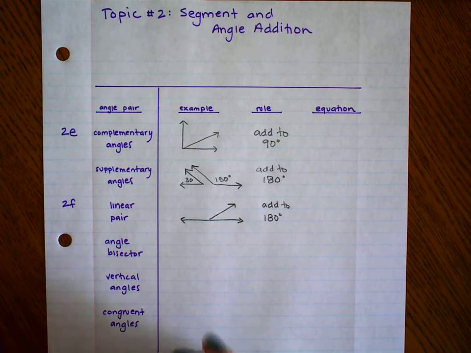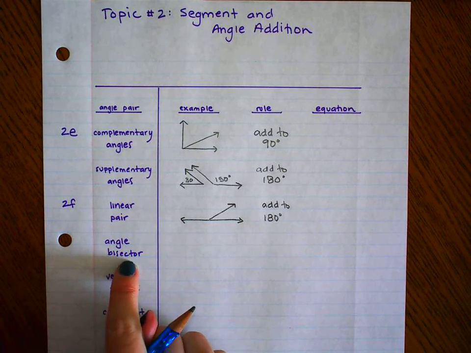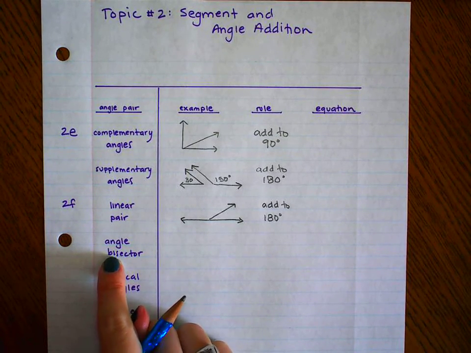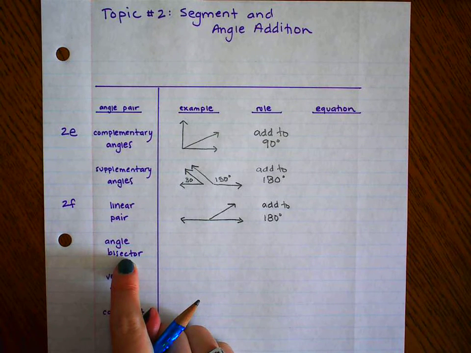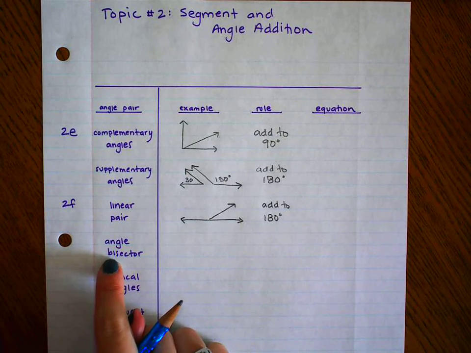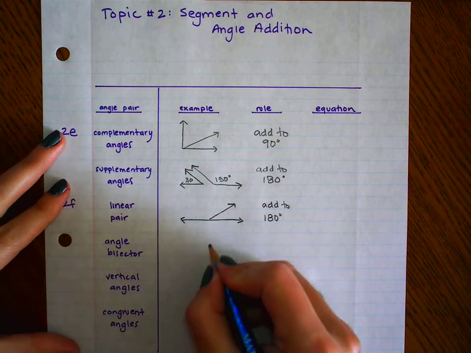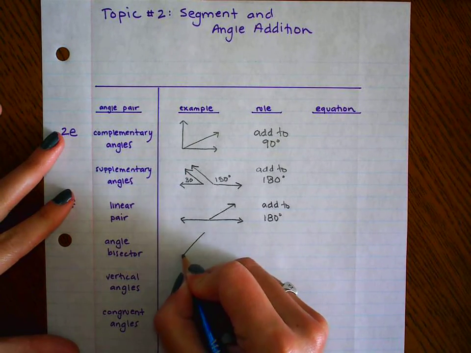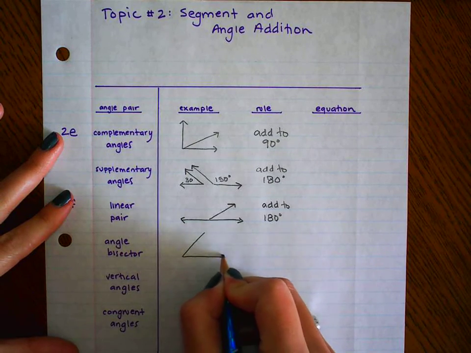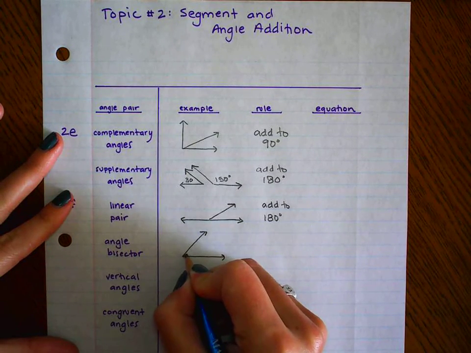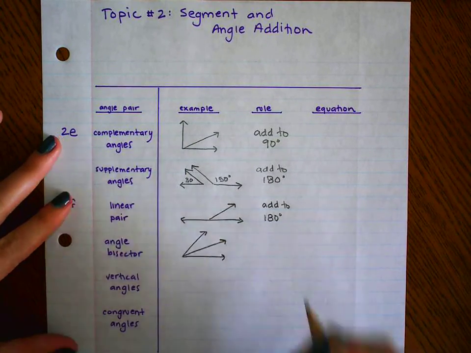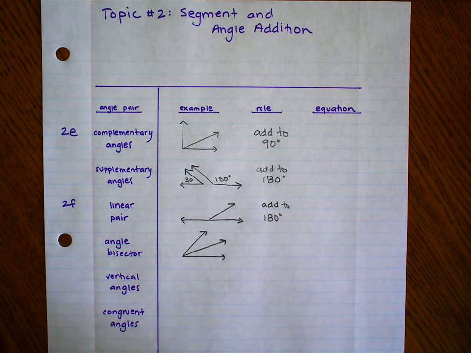Okay, angle bisector. Well, this word bisector here has 2 Latin roots. Bi means 2 and sect means to cut. So an angle bisector literally cuts an angle into 2 equal pieces. So if I were to start with an angle that looks like this, an angle bisector would have to go exactly through the middle. So that's not perfect, but it's a good indication.